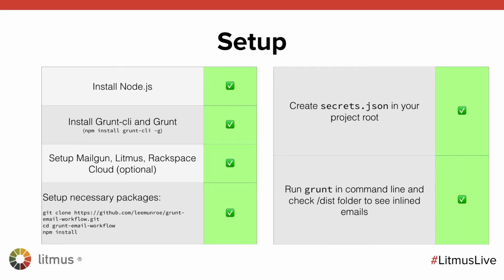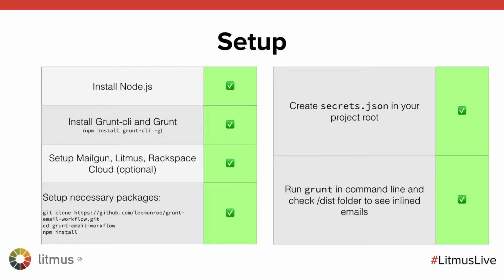The first thing you need to do is install grunt CLI and grunt. So you can do npm install grunt-cli -g. Part of his workflow, you can set up Mailgun, Litmus, and Rackspace Cloud to send test emails, send a test to Litmus, and then host your assets, your image assets if you want. That's all optional, though. I'm not going to worry about that here today.